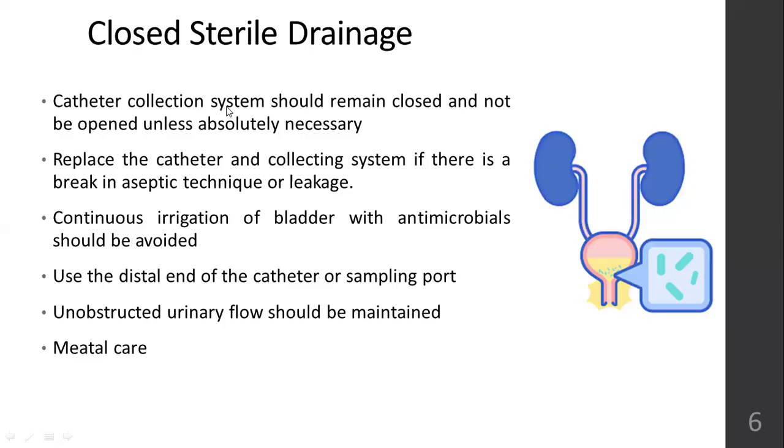Meatal care is using antiseptic agents at the meatus area. Meatus is the area where catheter is being inserted into the urethra. Meatus is the final outlet through which the urine comes out. That is the meatus area. So that area has to be cleaned with proper antiseptic solutions. That is the meatal care.